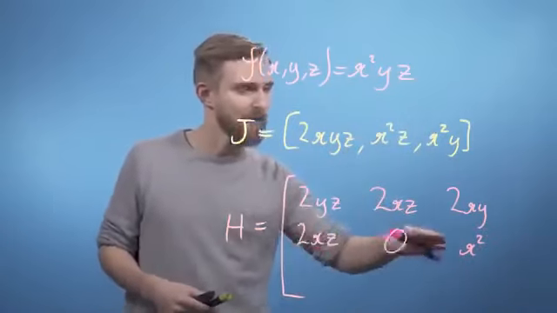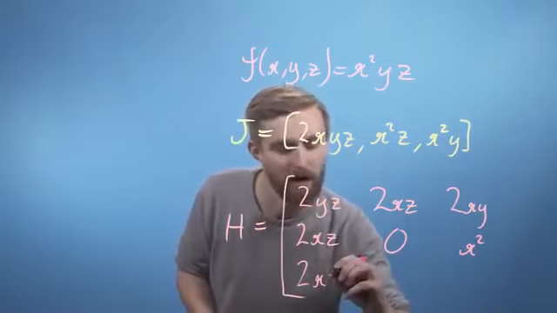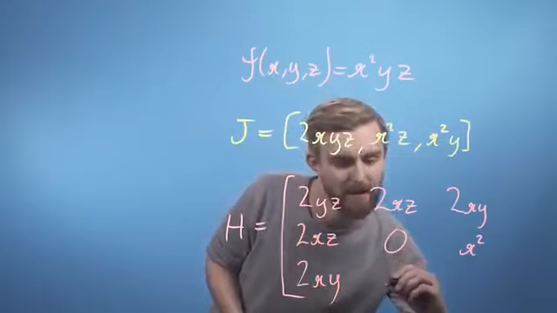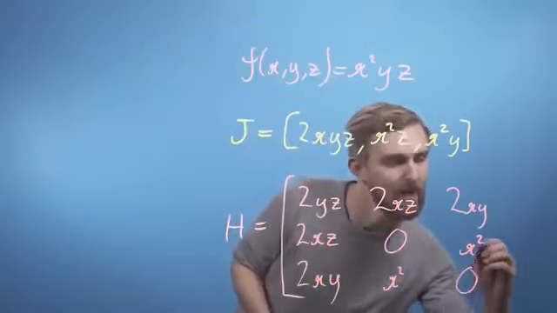Lastly, take this term, make the last row, differentiate with respect to x, we get 2xy. And then with respect to y, we get x squared. And with respect to z, we get nothing.